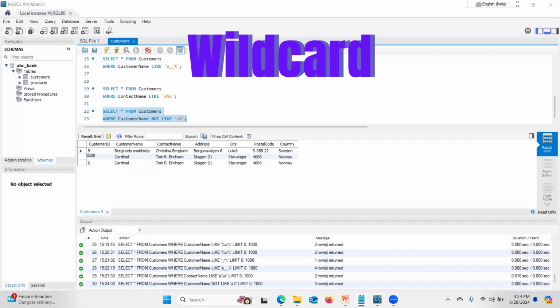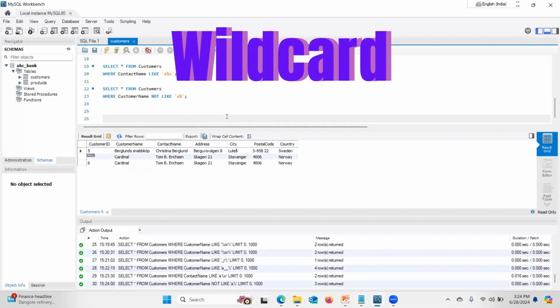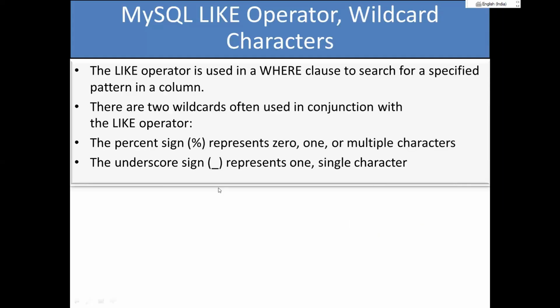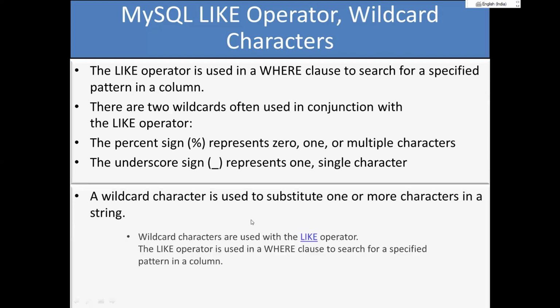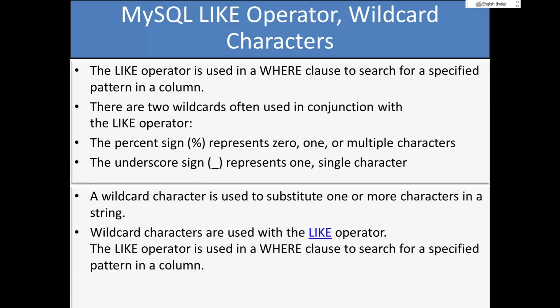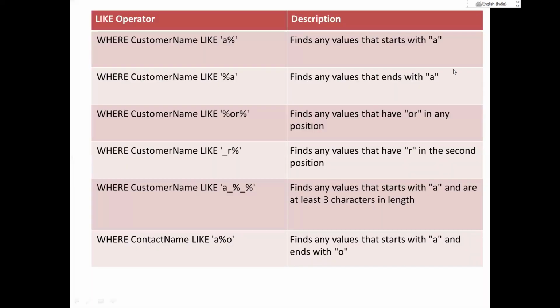Now we will move on to the second topic, that is wildcard. I think it's more or less the same for us. So I'll move on to my PPT. So the wildcard character is used to substitute one or more characters in a string. Wildcard characters are used with the LIKE operator. The LIKE operator is used in the WHERE clause to search for a specific pattern in a column, right? So here we have a table for the LIKE operator. So you can refer to this table.